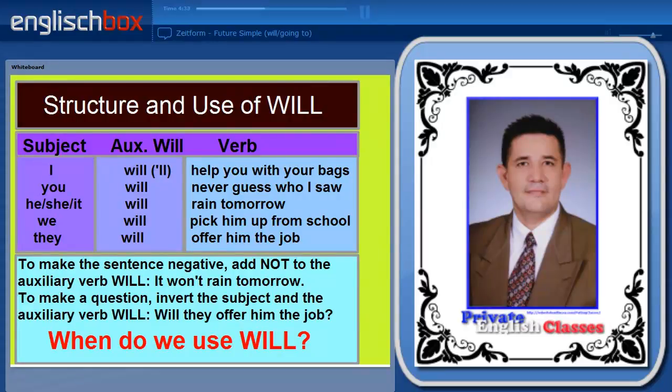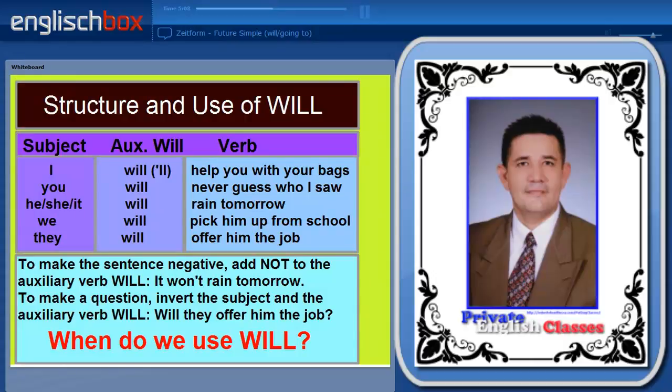So it's very important. I'll help you with your bags. You'll never guess who I saw. It'll rain tomorrow. We'll pick him up from school, or they'll offer him the job. To make these sentences negative, you have to add not to the auxiliary verb will. This becomes won't in the contracted form. I won't help you with your bags. Very impolite. To make a question, we invert the subject and the auxiliary verb will.